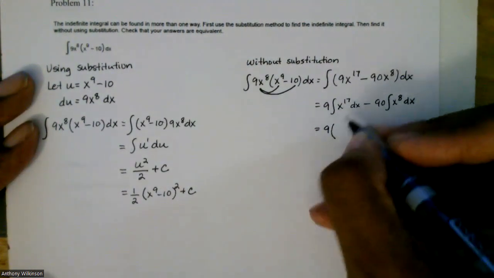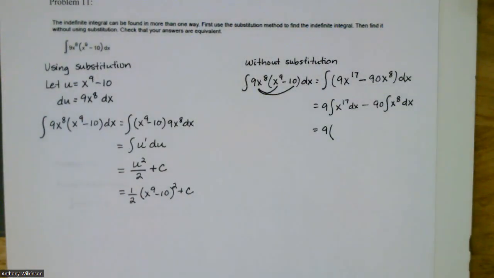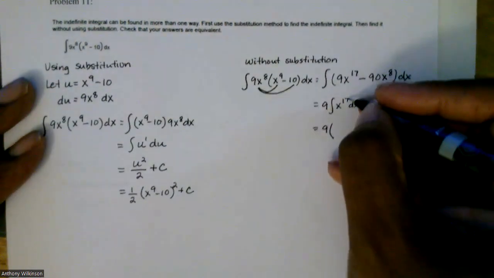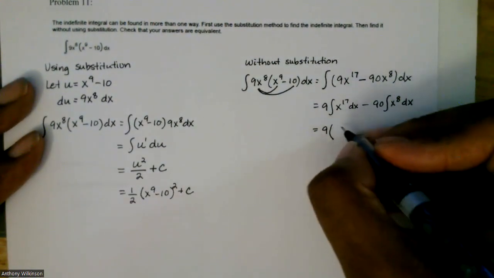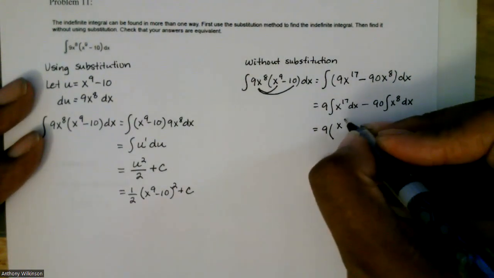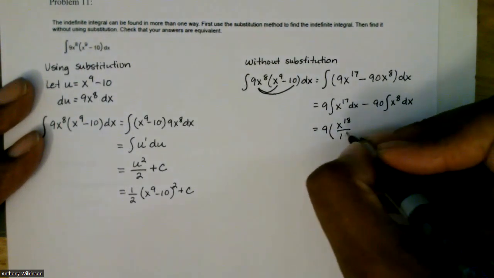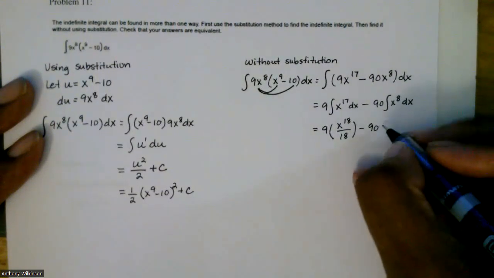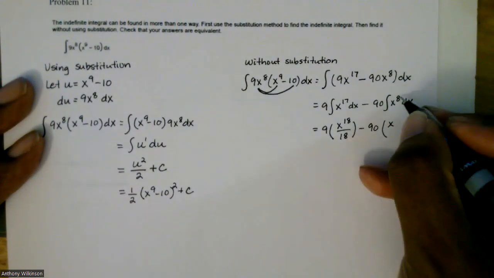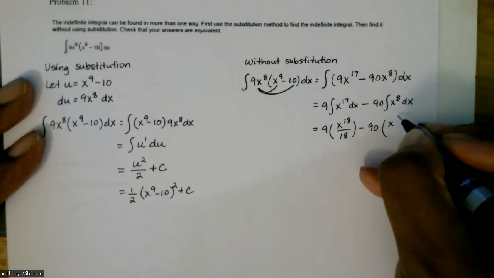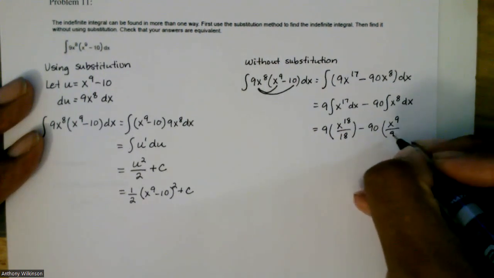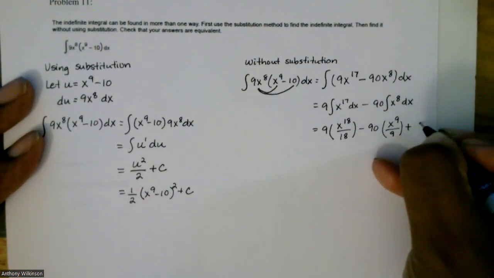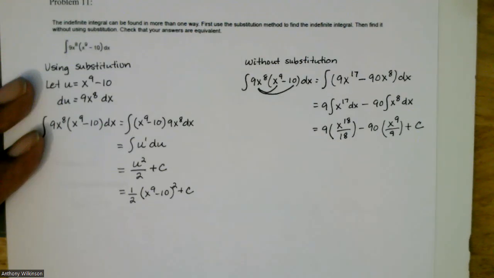So here I'm going to increase the power by 1, divide that by the new exponent. So if I increase this by 1, 1 plus 17 will be 18. So it'll be x to the 18th power divided by 18 minus 90 times, increase that 8 by 1. 8 plus 1 will be 9 divided by the new exponent of 9, and then plus c.